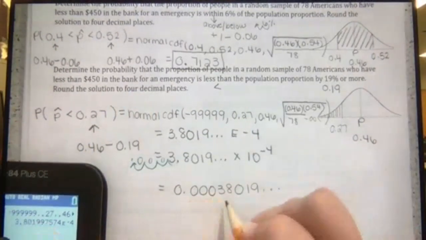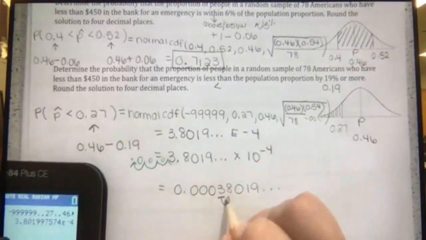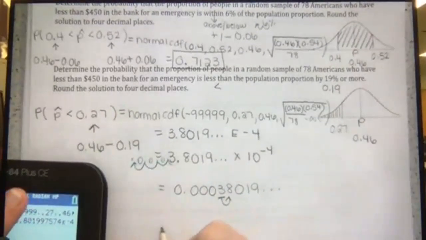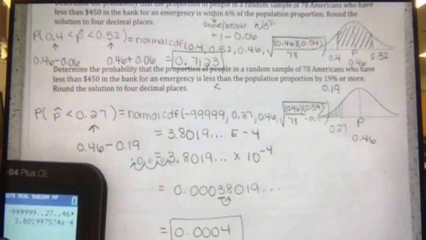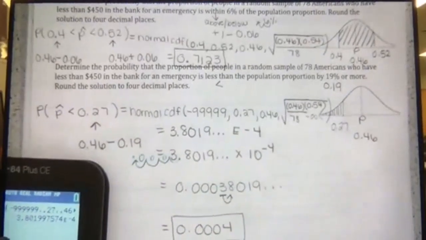So 1, 2, 3, 4. We're going to round this 3. Looking next door is an 8. So that means our final answer is 0.0004. So make sure that you realize that E is our scientific notation.